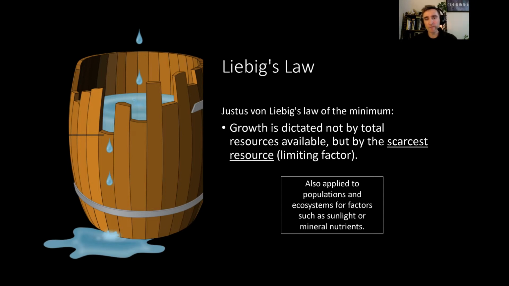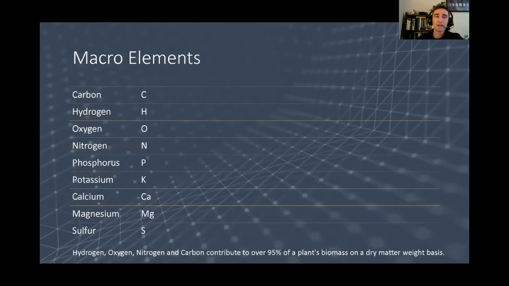Now, remember that we've got macro elements and micro elements. So we have some of these that the plant needs in greater concentrations than others. So which one are we usually the most deficient in? Well, it's the one we need the most of, nitrogen. Here is the list of macro elements that the plant needs.